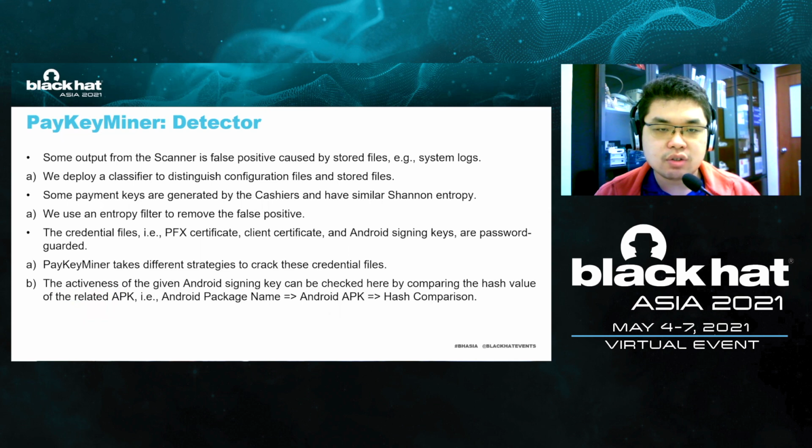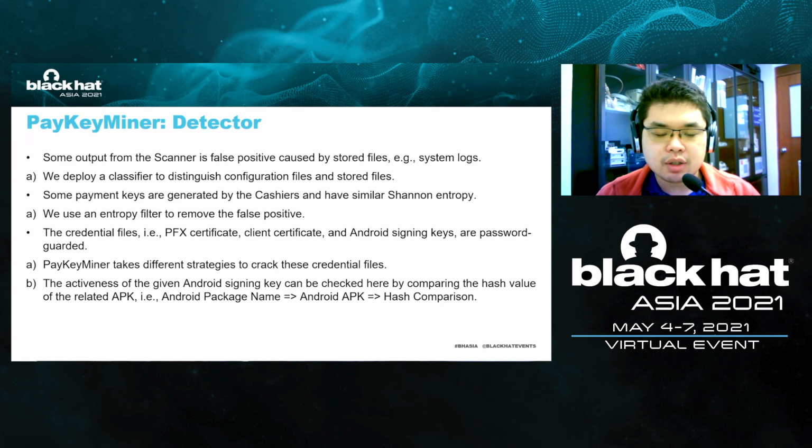Finally, the detector module validates the potential payment credentials. As the scanner only performs pattern matching on payment keys and overlooks other context information, some output from the scanner is false positive or noise, which is caused by some stored data, such as system logs, because some developers may back up their home server code on GitHub. Thus, we use a machine learning-based classifier to distinguish configuration files from stored files to speed up the validation and our testing.